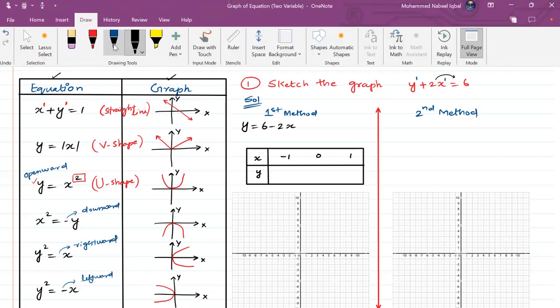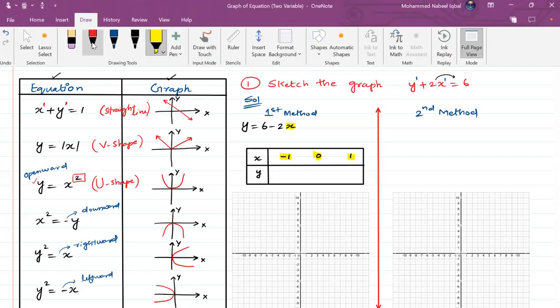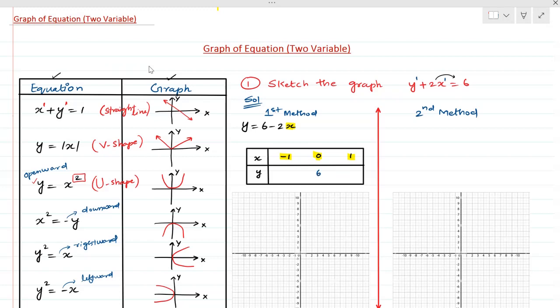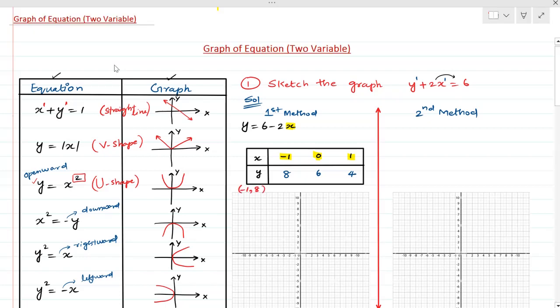Now I just substitute these values. What is the y value? If I substitute 0, the whole term is 0, so y is 6. When I substitute 1, it becomes 2, so 6 minus 2 equals 4. When I substitute -1, minus of minus becomes plus, so 6 plus 2 equals 8. So you get the points -1, 8; 0, 6; 1, 4.